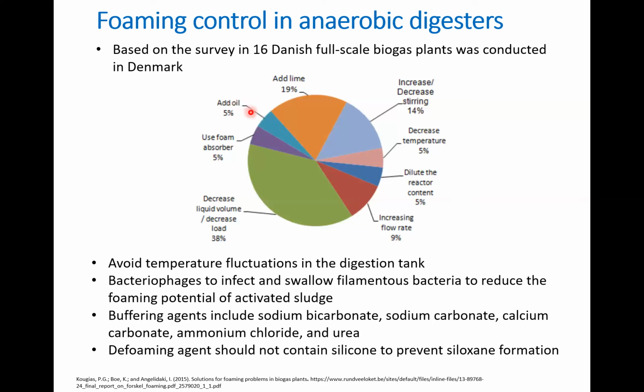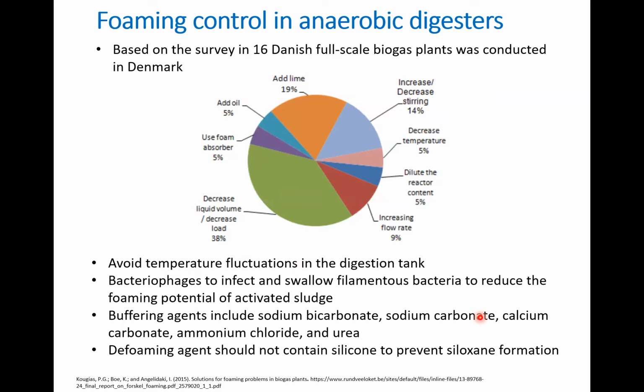Of course, adding oil may also help, and using foam absorbers. Only maybe 1 or 2 digesters used that, and of course decreasing the liquid volume or decreasing the loading. Basically, decreasing the loading means that you have to dilute. Dilute means that you have fewer solids there, and this will be reflected in reducing the foaming. Of course, besides this study, you can also avoid temperature fluctuation, which is one of the reasons, as I mentioned, for foaming formation.